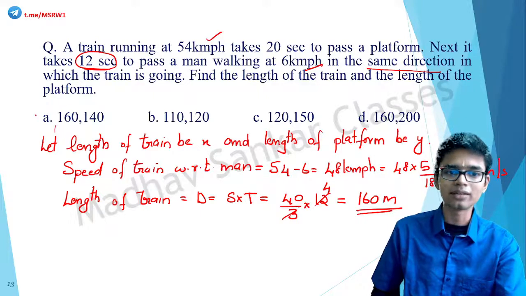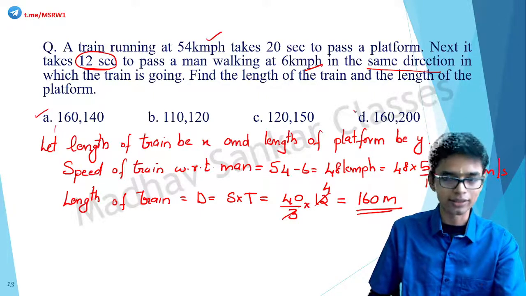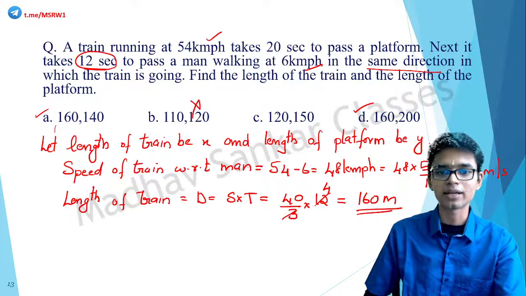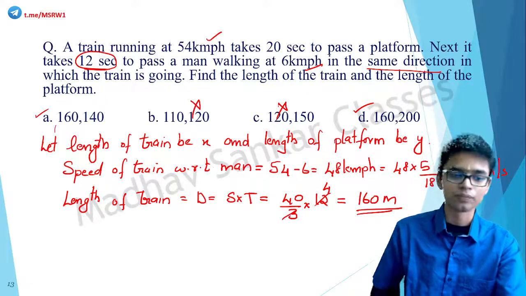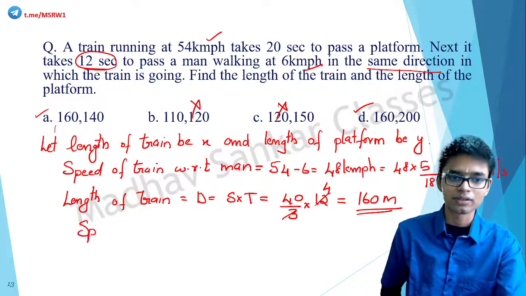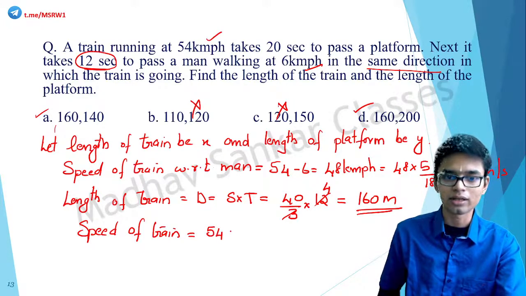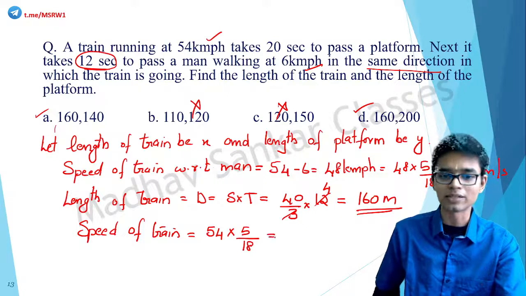So answer could either be A or it could be D. Either of these. So these two options are eliminated. Now, speed of the train. From the second scenario, speed of the train is equal to 54 kilometers per hour. So 54 into 5 by 18 meter per second. Correct? So this is equal to 15 meter per second.